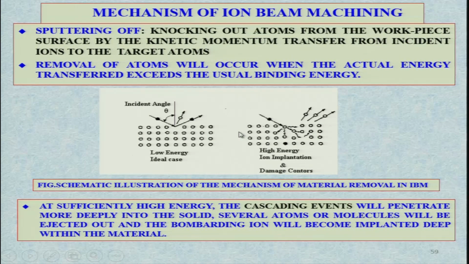So, at sufficiently high energy, the cascading events will penetrate more deeply into the solid. Several atoms or molecules will be ejected out, as you can see here, and the bombarding ion will become implanted deep within the material, and this is known as defect in the substrate.